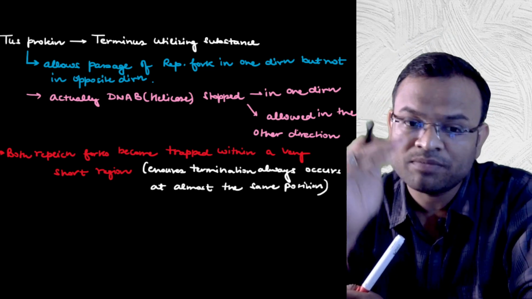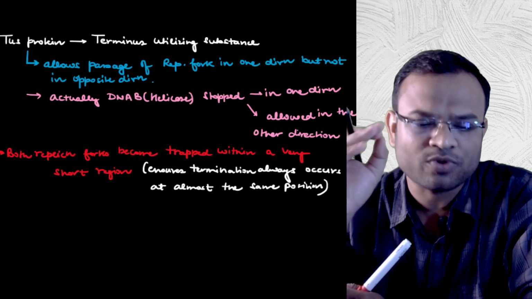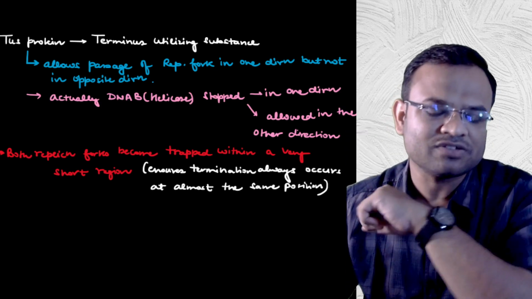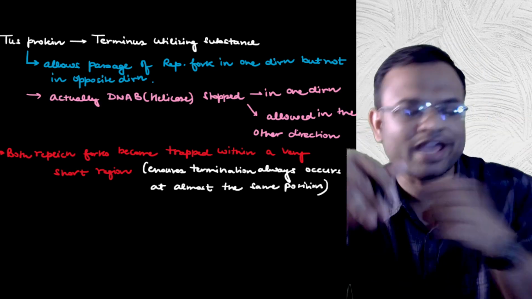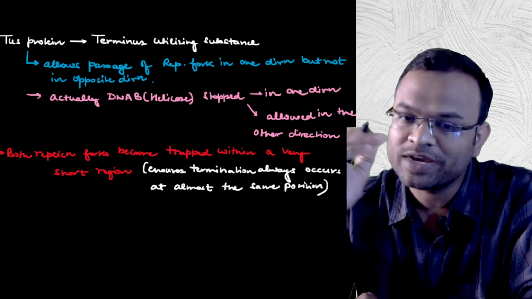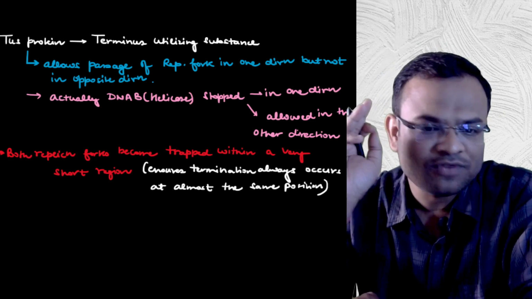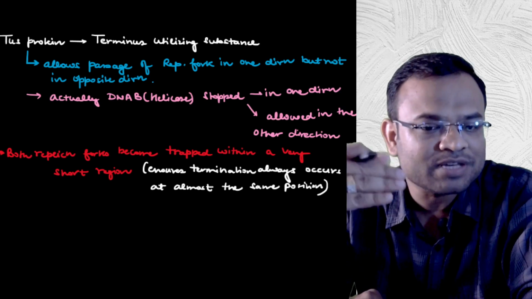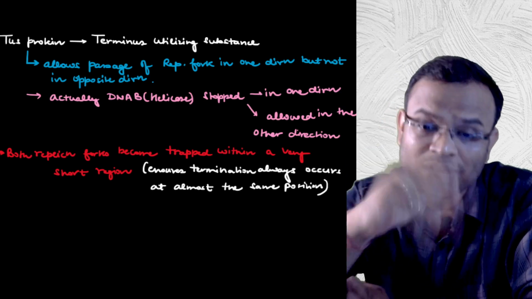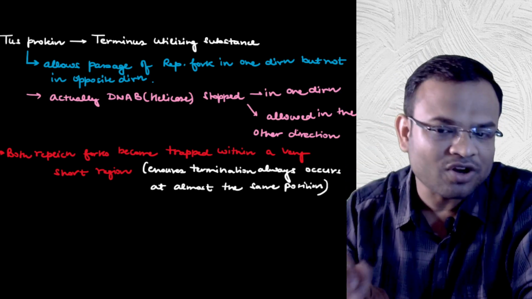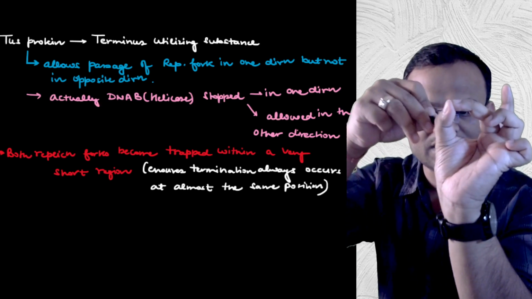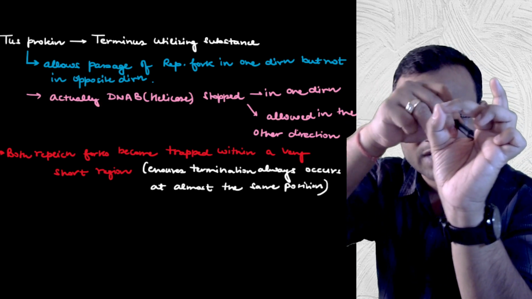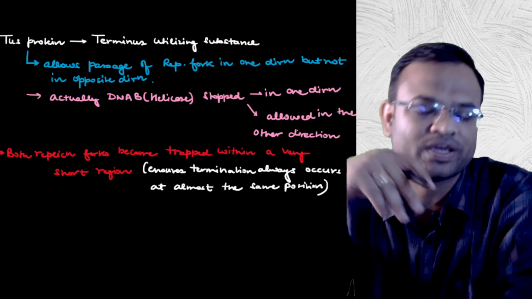This is what I want to mention. So this is the main feature of the TUS protein. I would be telling you about the details of the TUS protein also. I would be showing you a diagrammatic representation also to make it much clearer. So I believe you would have understood up till here that it allows the passage of the replication fork in one direction but not in the opposite direction. It will move like this, but it cannot move in the opposite direction.